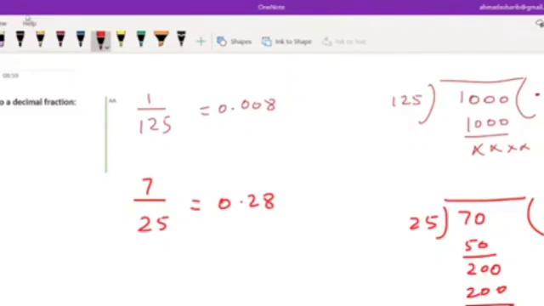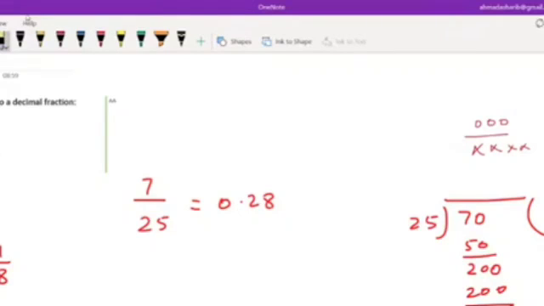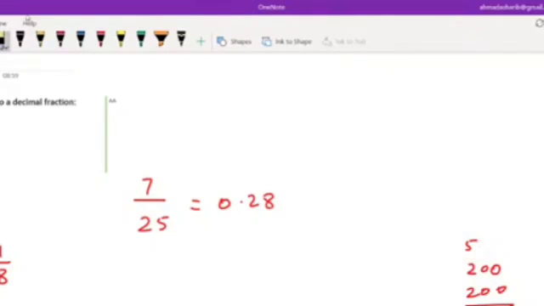Okay, next I am giving you this question. Do it right now. 1 upon 8. Convert into decimal fraction. Let's see who is going to do this. One upon 8. Convert 1 upon 8 into decimal fraction and write your answer now.